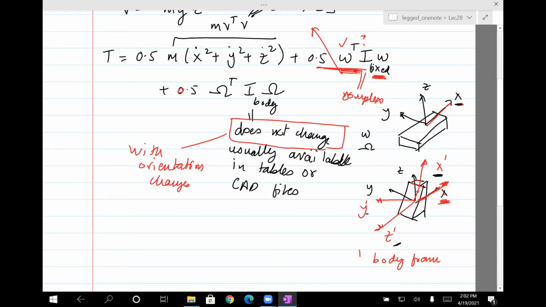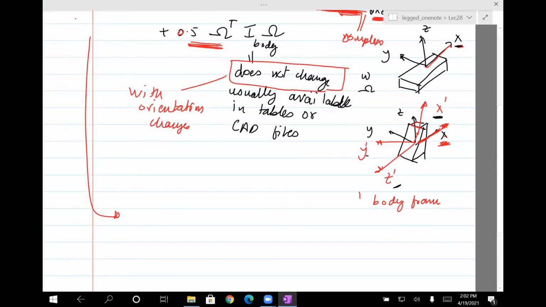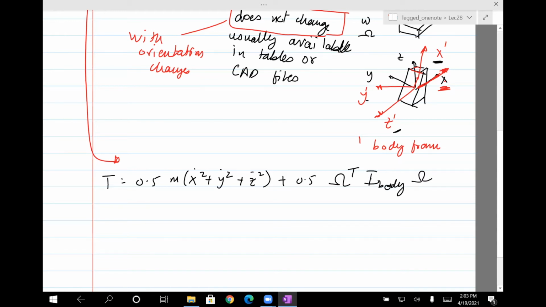Okay, now here's the thing. This energy is the same as this energy. Okay, there's no difference between the two. So no matter how you choose the energy, body or fixed frame, the energy won't change. Just that the computation will be different. So to summarize, what we do is we write the energy as follows. T equals 0.5 m times x dot square plus y dot square plus z dot square, plus 0.5 capital omega transpose I body frame omega.